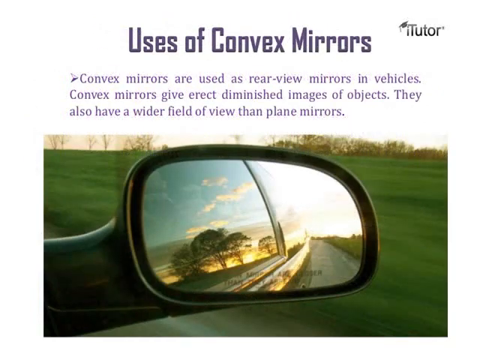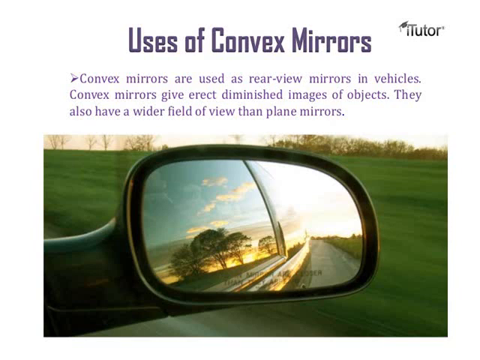Uses of convex mirrors. Convex mirrors are used as rear view mirrors in vehicles. Convex mirrors give erect, diminished images of the object. They also have a wider field of view than plane mirrors. Now you can see the picture here. It is the rear view mirror of a car.